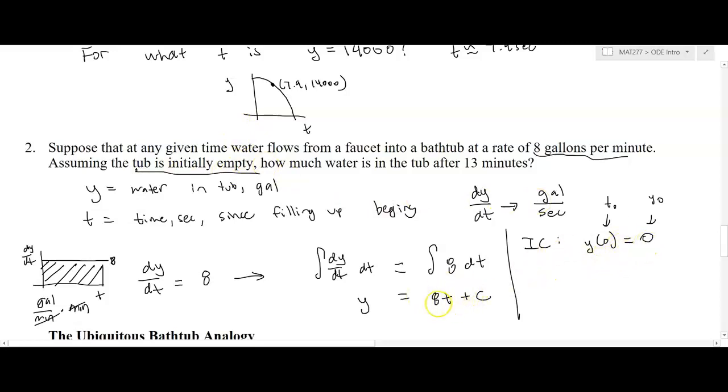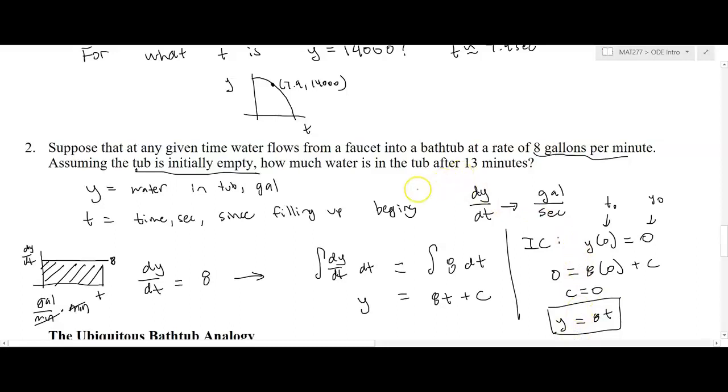So to find out what c is, I've got to plug in 0 for y and 0 for t. And we do want to go through this process because eventually c will not always end up being whatever your y naught is. In this case, we do get c = 0, and we end up with a final function, y = 8t.